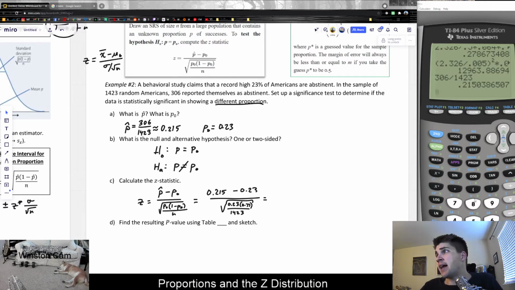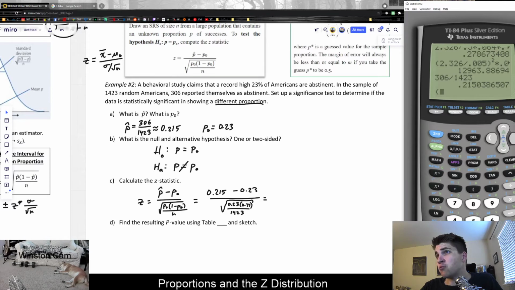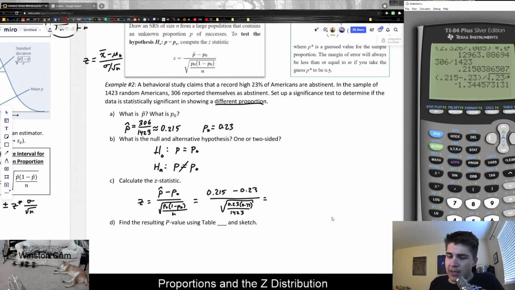And doing all this math, let's use parentheses to make sure we get everything right. 0.215 minus 0.23 divided by the square root of 0.23 times 0.77 divided by 1,423. Assuming that I got all that in, I think it looks good. We get our Z score or Z statistic of negative 1.345 approximately.